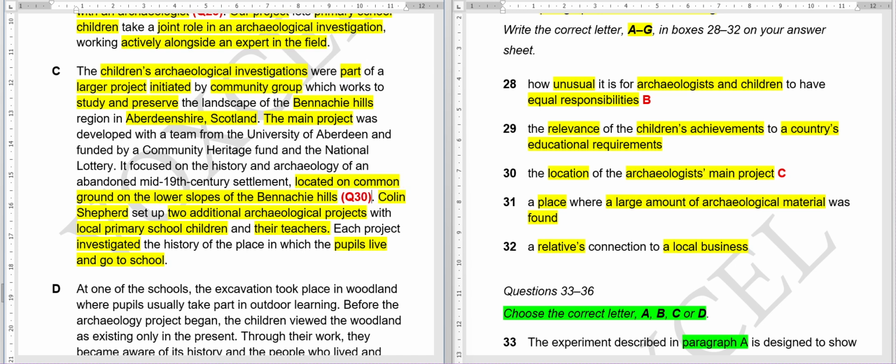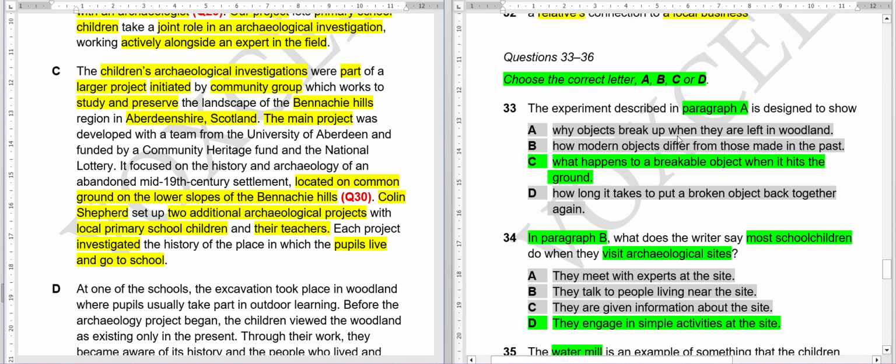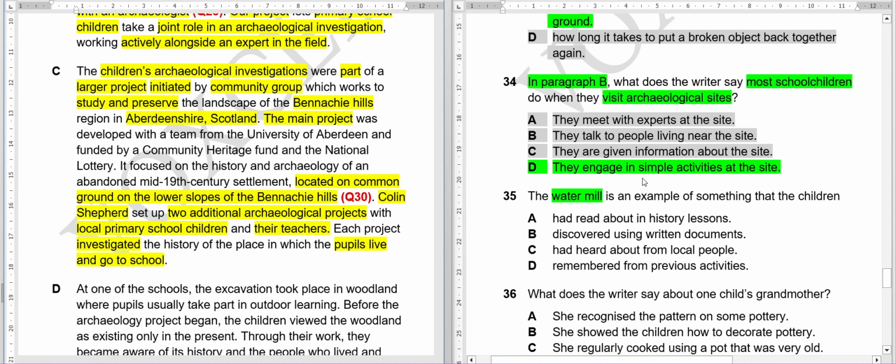I hope you understood this particular question. It was quite easy to find this. So if somebody has marked 31, 32, let's see why they are not. Because there is no mention of finding a large amount of evidence, and there is no mention of any relative or any person's relation. So these two cannot be our answer. Okay, so is there any mention of watermill here?